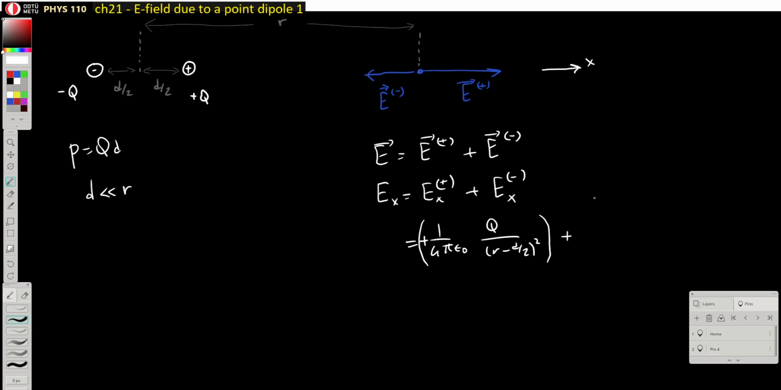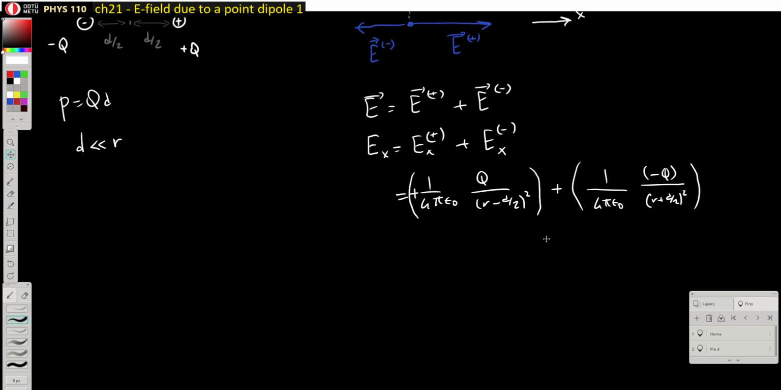And I'm going to add this to the electric field produced by the negative charge. So I know that this electric field is pointing towards the left, so therefore it is a negative component. I can explicitly put the negative sign in here, or I can just put it in front of the charge expression. It doesn't matter. So in this way, this expression is quite similar to that one. The only difference is that the charge is replaced with minus q. So we have (r plus d over 2) squared.